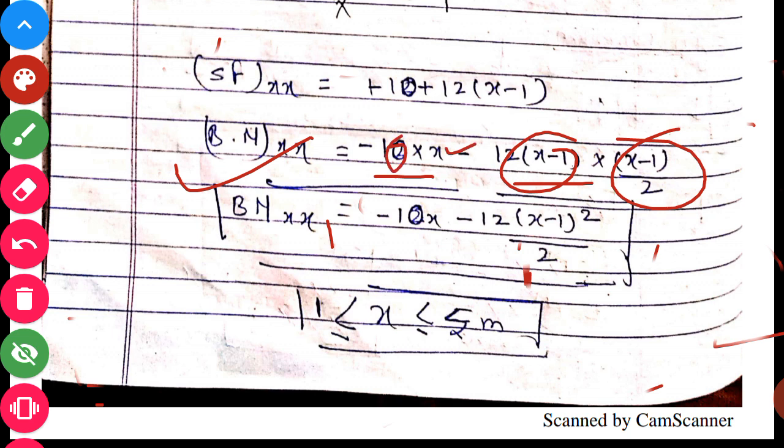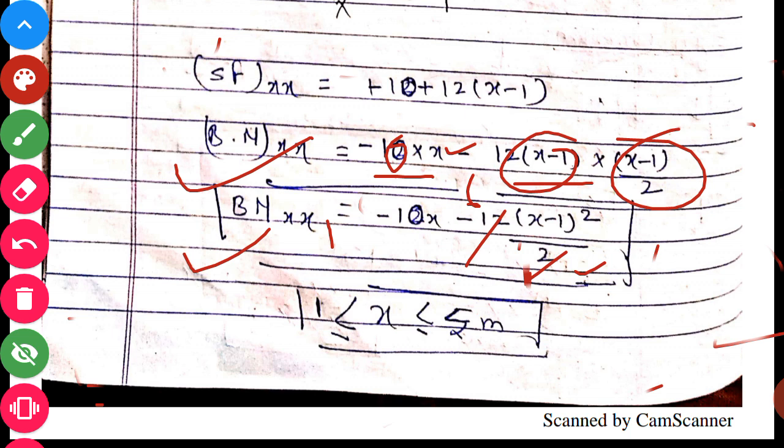And I think there's no problem in sign convention, because if the section has a right side having clockwise moment, in that case we take the sign convention as negative. After calculation, BM x = -10x - 12(x-1)² by 2, and you can also calculate it as -6(x-1)². Okay, no problem, but I can leave the term as it is.